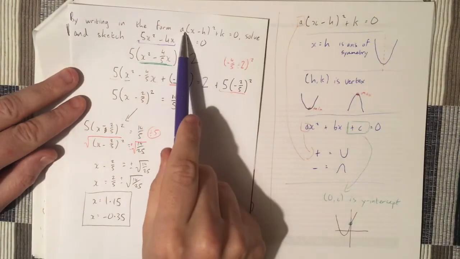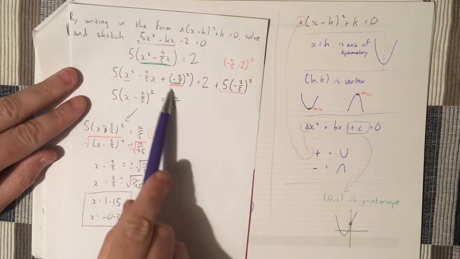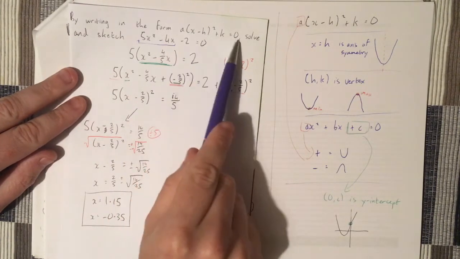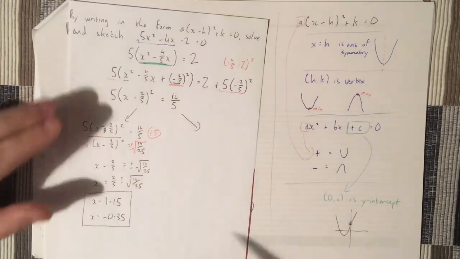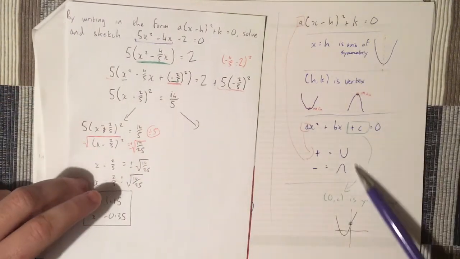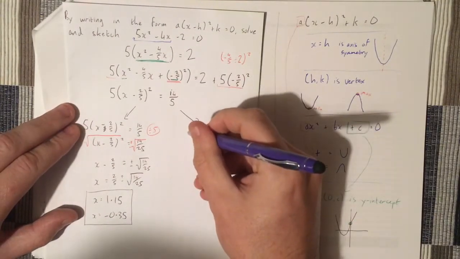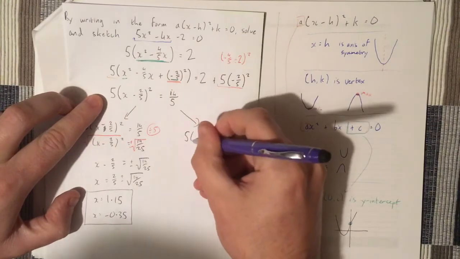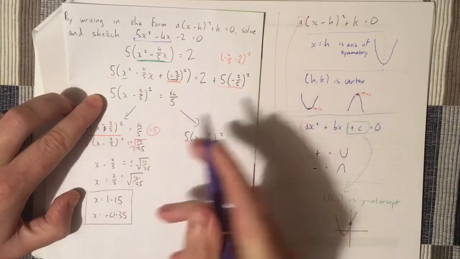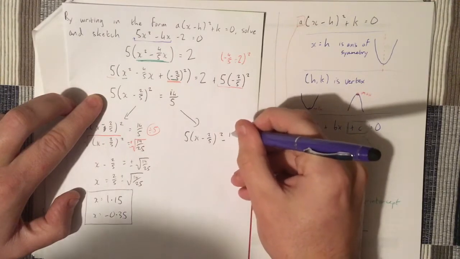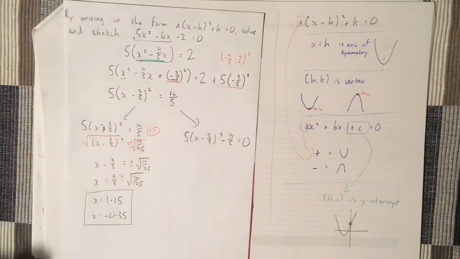Now I'm just going to move the 14 over 5 over so that it's in this form. Everything over one side equal to 0, and that's where I'm going to read a few bits of information off. So I've got 5 brackets x minus 2 over 5 squared. If I bring 14 over 5 over, it becomes minus 14 over 5 equals 0.